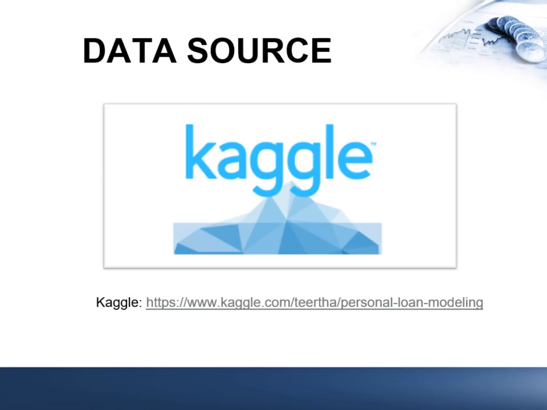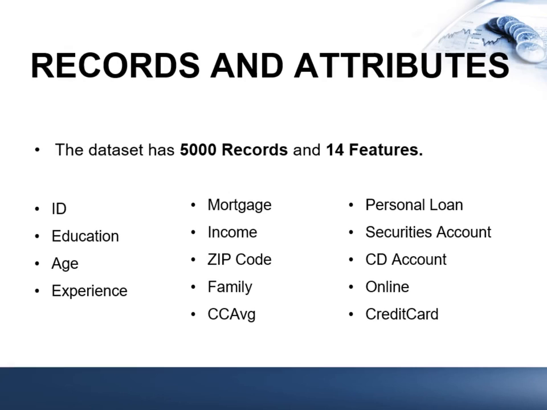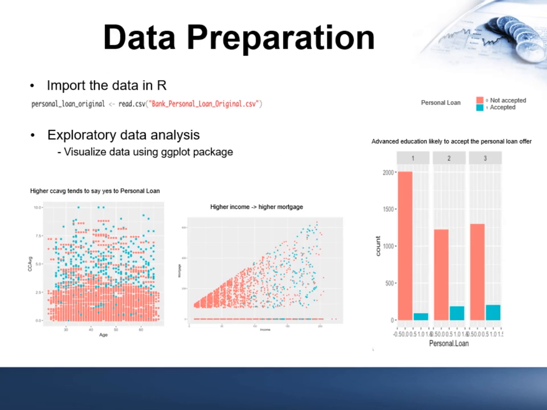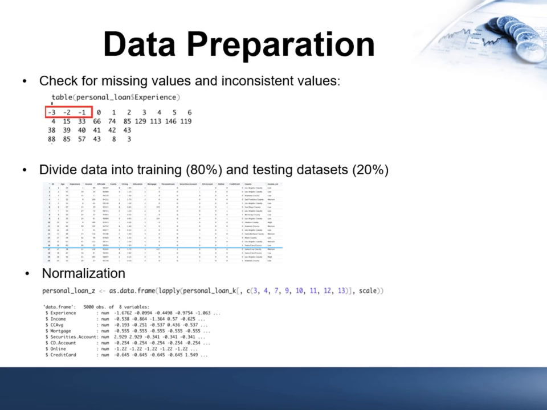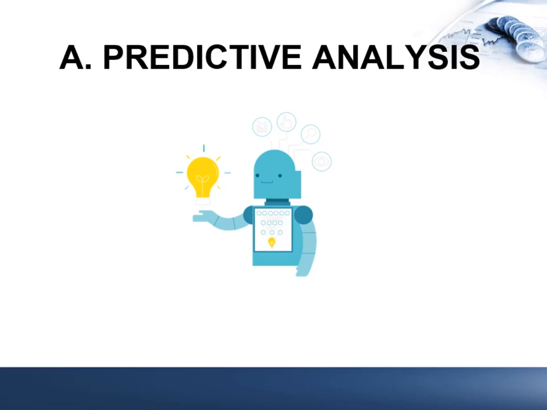We sourced our data from Kaggle website, and the dataset has 5,000 records and 14 features. The data was imported into RStudio, and we did the exploratory data analysis and visualized the data. The data was checked for missing values and inconsistencies, and those were corrected. The data was divided into training sets and testing sets. We also normalized the data using the Z-score method.